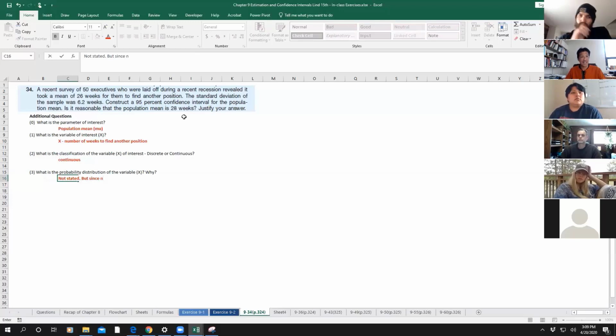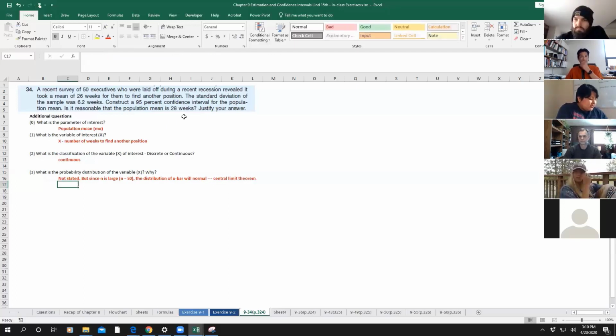since n, the sample size, is large, how large is the sample size? It's larger than 30. Okay, so what is n in this problem? 50. 50, we will say that the distribution of X bar will be normal, right? This is by the central limit theorem.